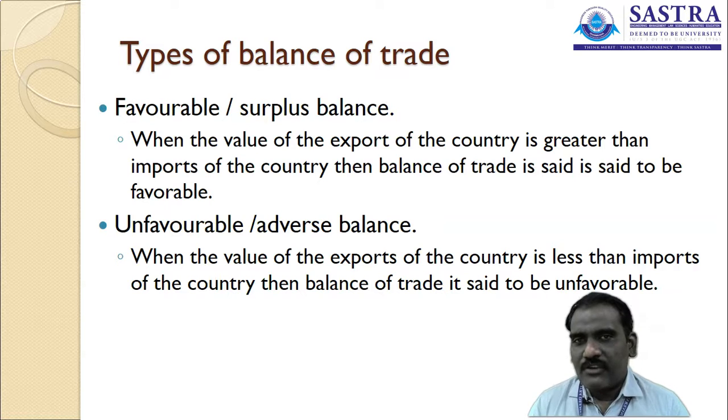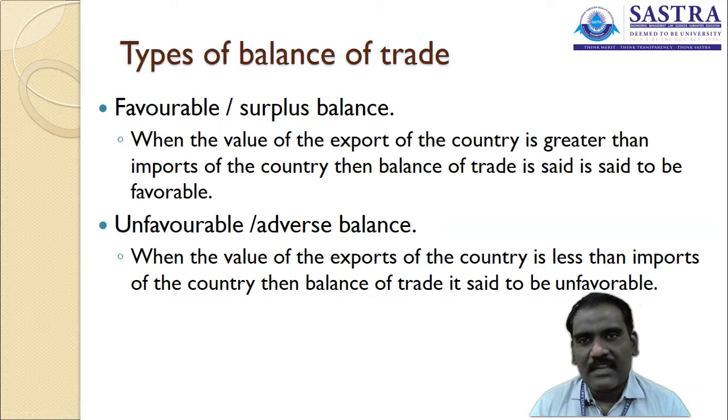The types of balance of trade: we classify them into two major categories. One is favorable, or what we call surplus balance of trade. The second one, unfavorable or adverse balance. So what is favorable or surplus balance? When the value of exports of the country is greater than the imports of the country, the balance of trade is said to be favorable.